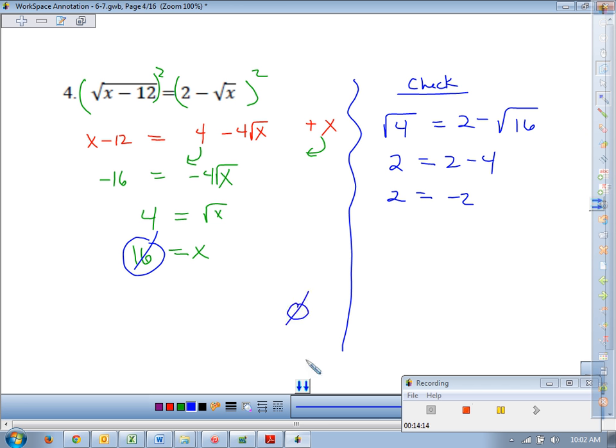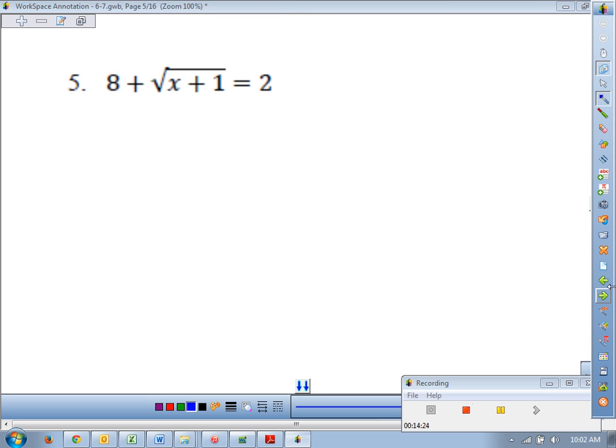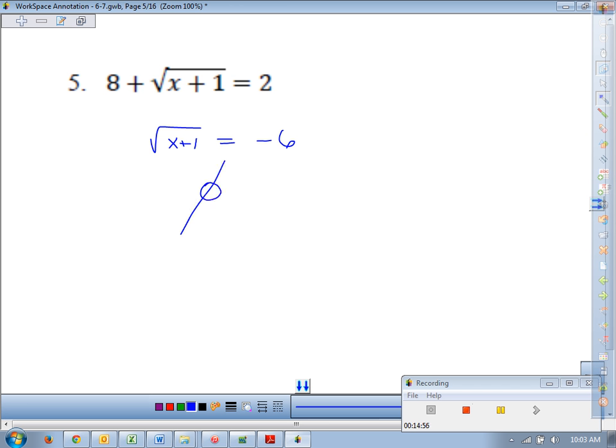You can put the empty set symbol. This is an extraneous answer. Yay for extraneous answers. Next guy. How many radicals are in this problem? Piece of cake. Let's get this radical all by himself on one side of the equal sign. You with me? Subtract an 8. You guys got me? Okay. Now look at it. Just look at it for a second. Done. How do I know that there's no solutions to this?